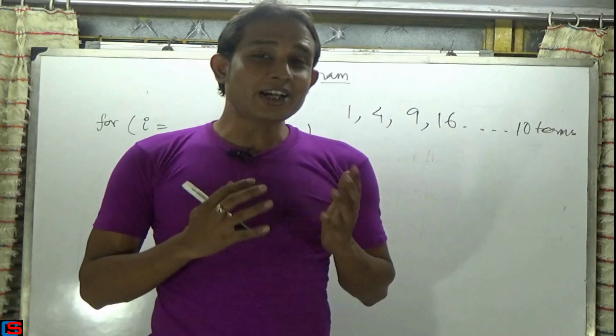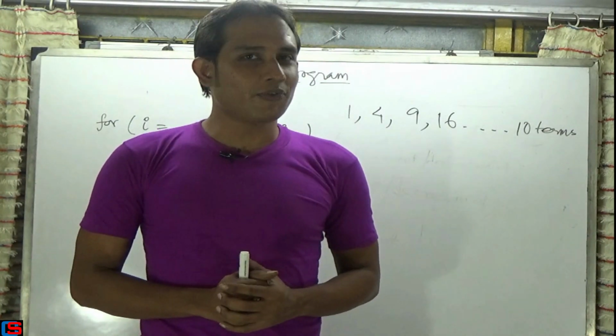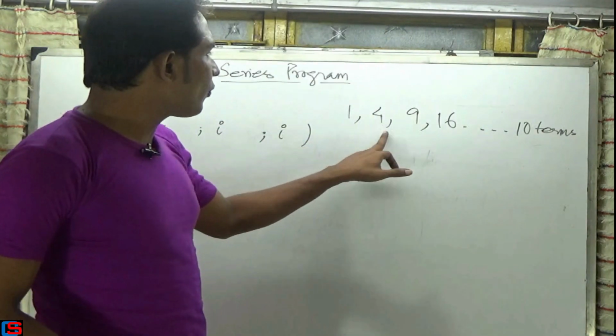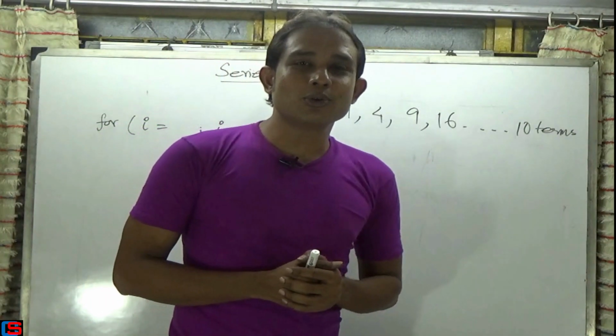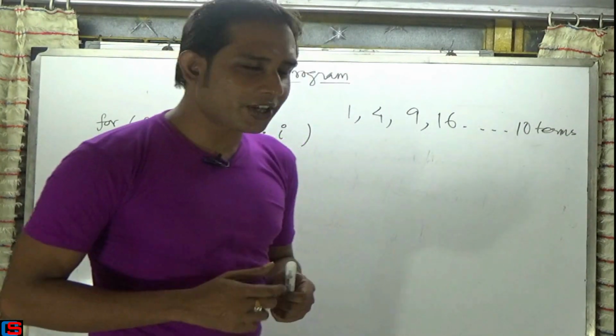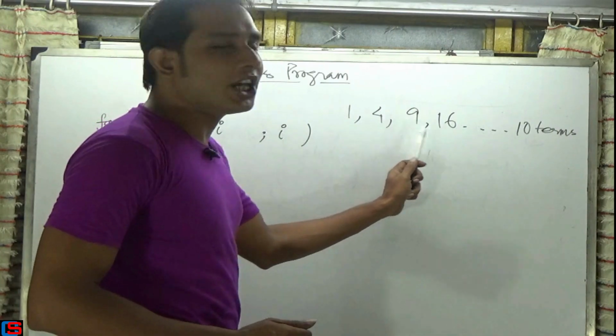Now I am trying to solve some series programs using the for loop. So the first one is 1, 4, 9, 16 and so on up to 10 terms. In series programs we have to follow some tricks. The first trick is to write the position of the individual number.